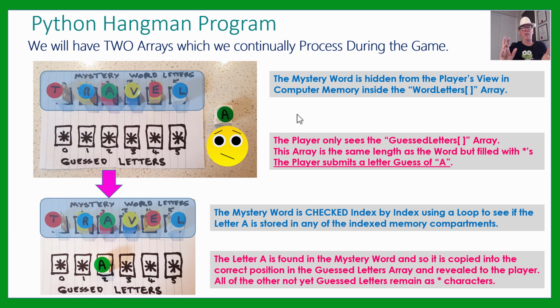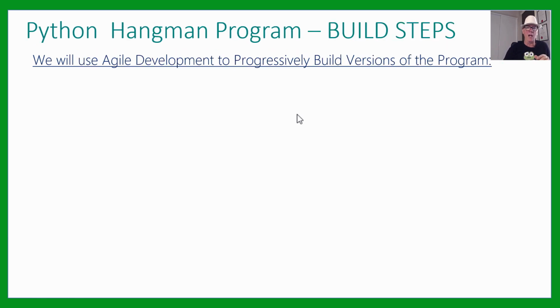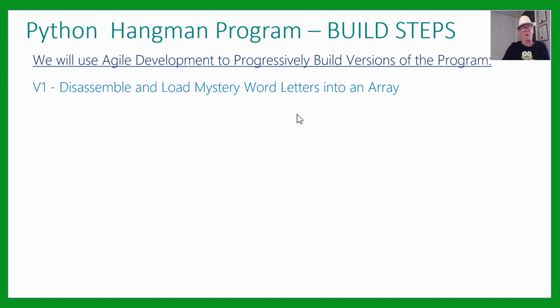So we've been through a few things here. It's a longer introduction than usual. If you've got all those concepts in your head, you should be able to do the Hangman game, because the Hangman game is going to have a lot of build steps. This is a big project, but it's going to be great when it's finished, because it'll be just like playing the real Hangman. So version 1, we're just going to disassemble and load that mystery word into that word letters array that we've been talking about. So that's basically what we've already talked about.